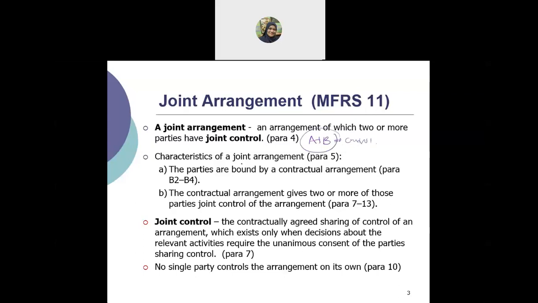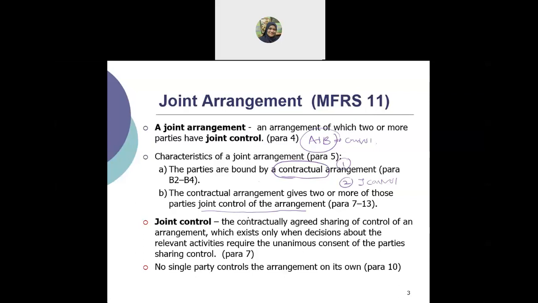The characteristics of a joint arrangement. If there is a parent, we only have one parent. But for joint control, we have at least two parties. The parties are bound by a contractual agreement. So the first characteristic is that you should have a contract between the two parties, and the contractual agreement gives two or more of those parties joint control of the arrangement. The first one, they have the contract; the second one, they have joint control. So the agreement mentions joint control.